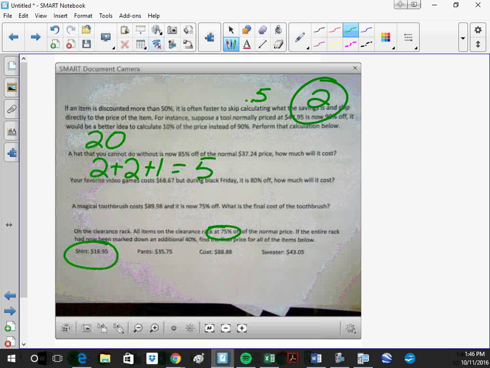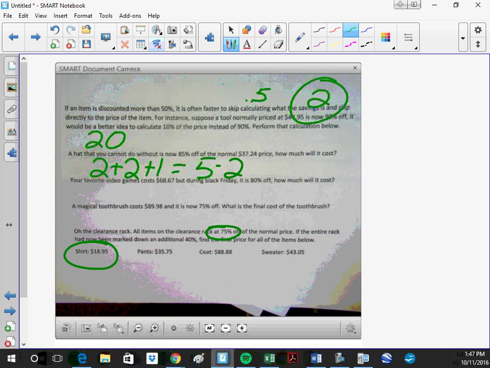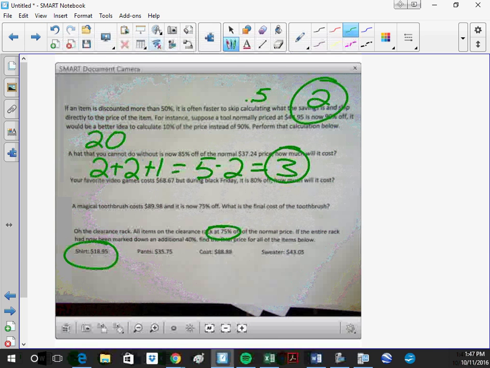What does $2 represent? That's how much more you're going to save above the original discount. So I subtract that from here, and I get roughly $3. The actual value, let me calculate it. The actual value is $2.84. So we're only 16 cents off. Okay.